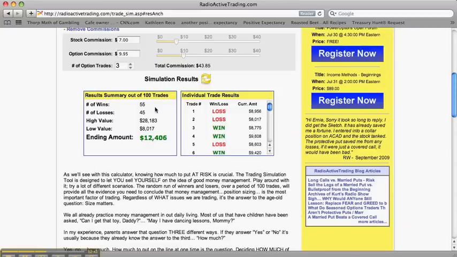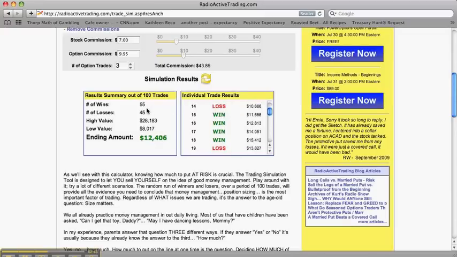But here's what it would be if we did. We'd have these strings of winners and losers, same as before. And with 55 wins and 45 losses in that trading record, we'd start out with $10,000, rolled up to a high value of $28,183, but a low value of $8,017. So we've got a drawdown of 20% over here and an ending amount of $12,406. Well, that's a 24% return, so I'm pretty excited about that. But then again, that's 100 trades that you've got to do.